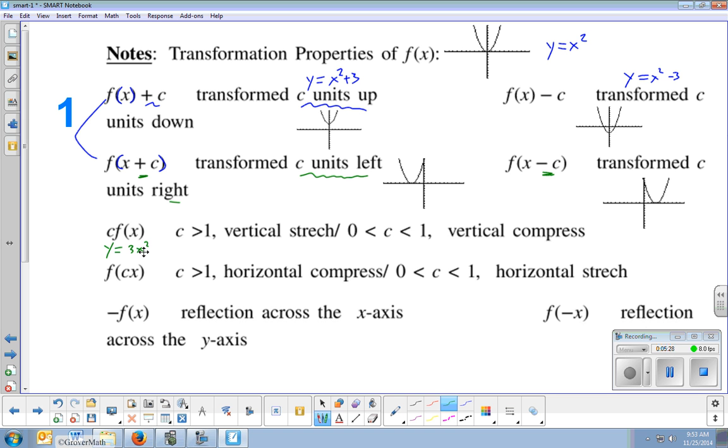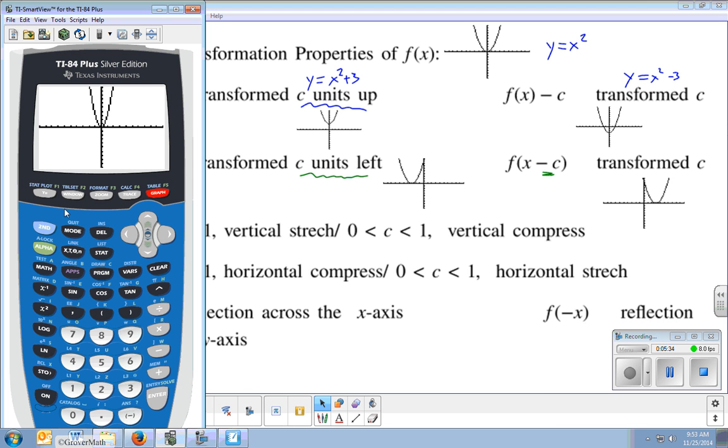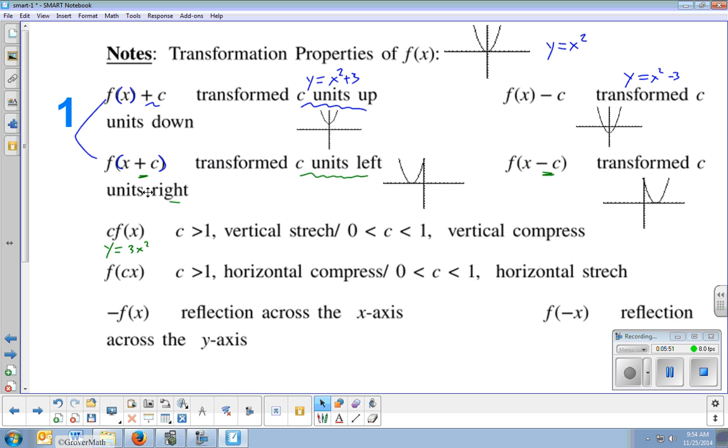If the number that we multiply to the front is between 0 and 1, like say it was a half, it's going to compress it and actually make the graph wider. So if I were to change this to 0.5 x squared, you'll see that the graph gets a little fatter, a little wider. The other case is a horizontal compress and stretch, and that's a little bit rarer. You don't see that as much.